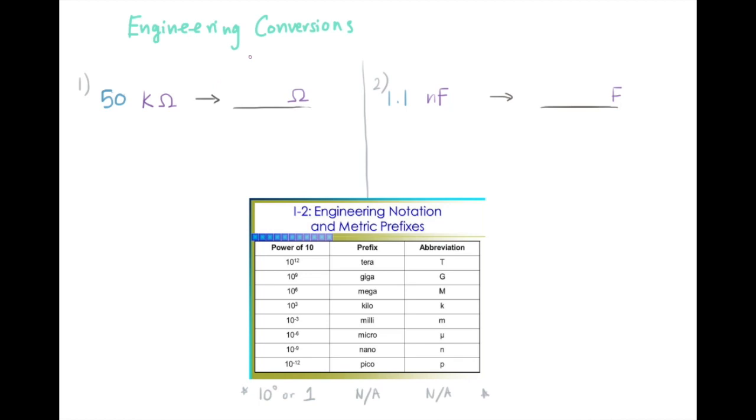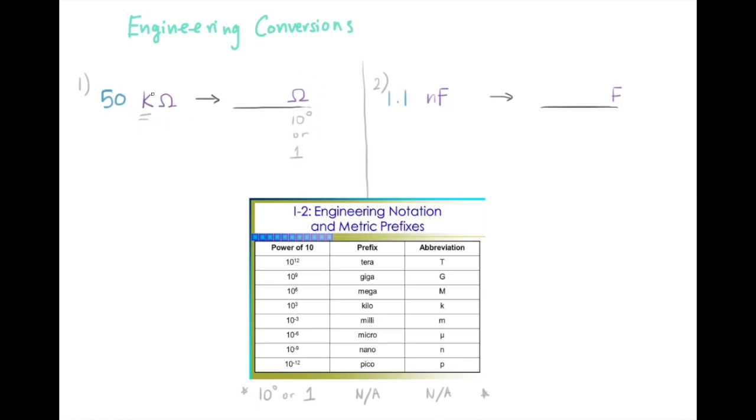Now let's try some engineering conversions into base form. Whenever we're in base form, there's no metric prefix. So the exponent on the power of 10 is 0 or 1. So this is basically multiplied by 10 to the power of 0 or 1, basically.